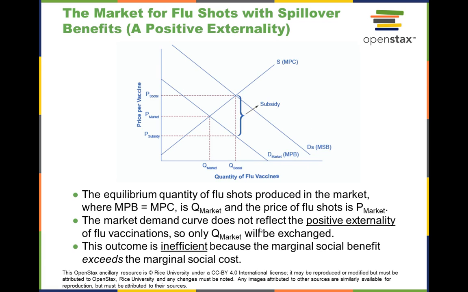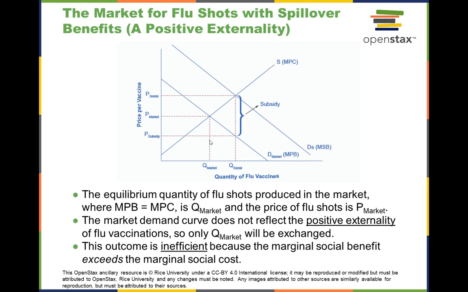The market demand curve does not reflect the positive externality of flu vaccinations, so only the quantity of the marketplace will be exchanged. So the private company doesn't care about all this. They don't care about the optimal benefit point for society. They're only interested in what they're going to be able to get out of the system. So they're only going to want to produce this much of the flu vaccination.